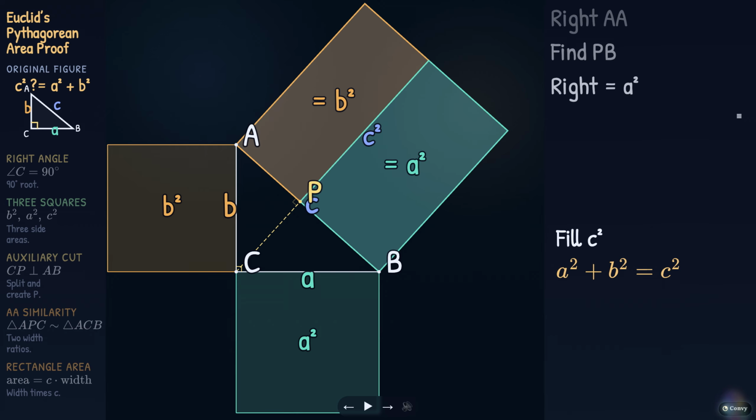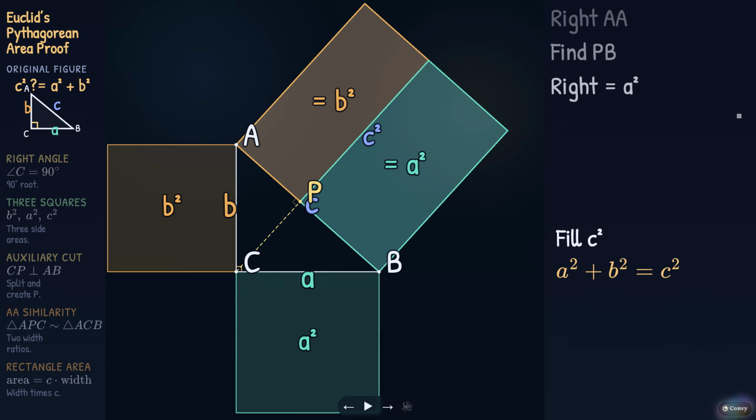Now step back and look at the large square on C. The two colored rectangles tile it completely. There is no gap and no overlap. So the two transferred areas together equal the whole square on the hypotenuse. That gives the final identity immediately.